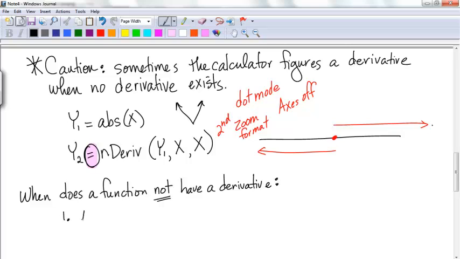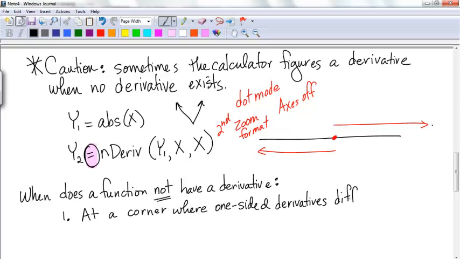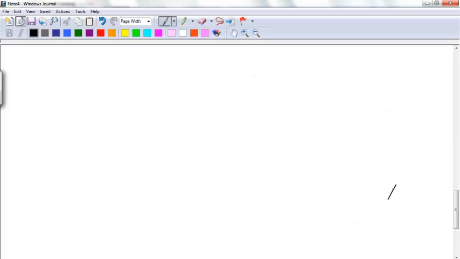And the first one we just talked about, at a corner where one-sided derivatives differ. And that was like the absolute value. The left-hand derivative slope was -1, the right-hand slope was 1. They were not the same. So it might be a graph that looks like this.